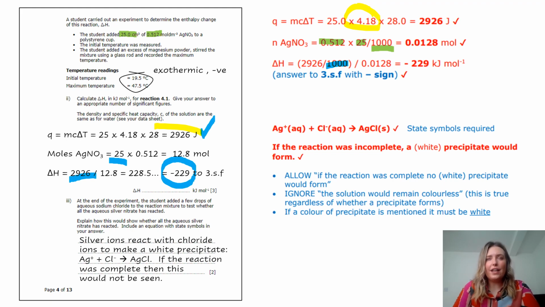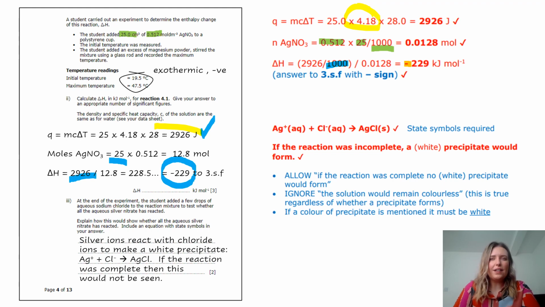Check yours carefully. It's very, very easy to write down the correct answer and have made both of these errors and it doesn't count. Okay? You need to do each step correctly. There is error carried forward. For example, if you've calculated moles wrongly, but then have gone on to do the calculation part of delta H correctly, then that's fine. The answer must have a negative sign, but you don't just get a mark for a negative sign. You need the actual calculation to be carried out correctly in order for this to be awarded.